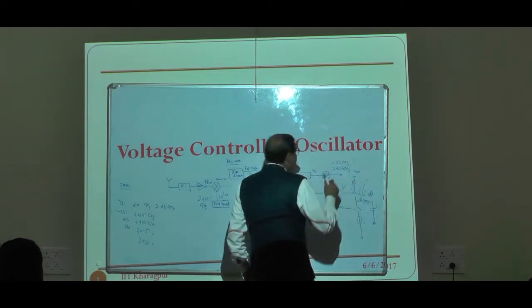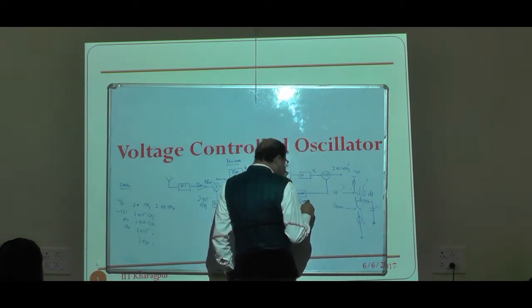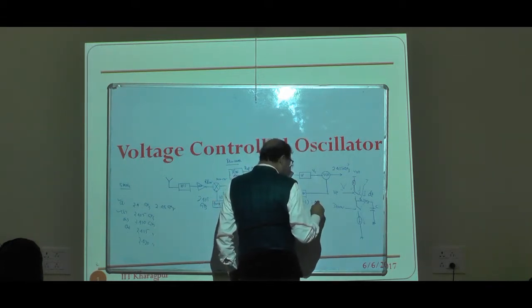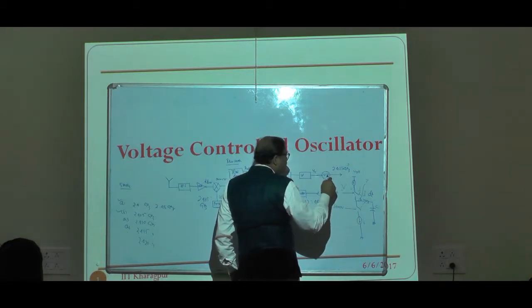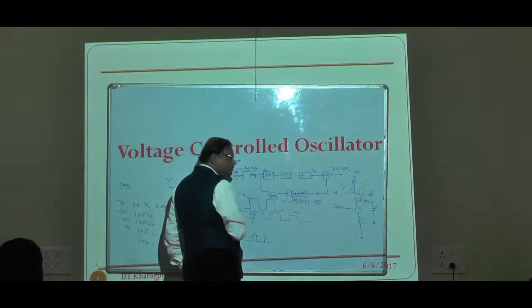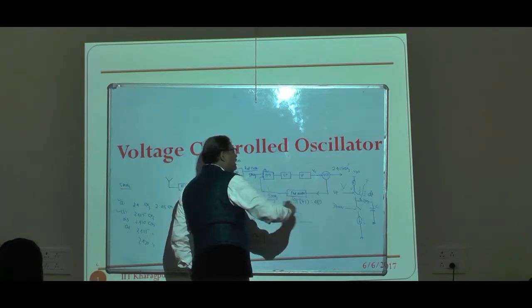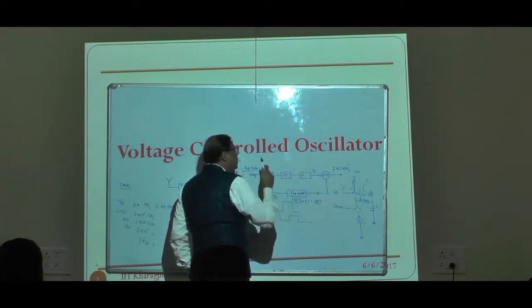In that case, what will happen? The divider is just added by 1. So it becomes 489. So this 2.405 divided by 489, again it becomes 5 megahertz. And then again it is being fed into the loop until and unless its phase is locked in.